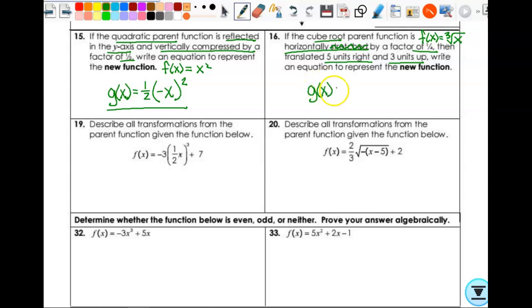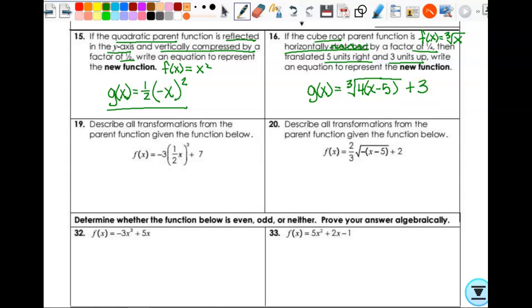All right. So I have, how many transformations? I am horizontally compressing it by 1/4, translating 5 units right and 3 units up. So there's 3 transformations there. So since I'm horizontally doing something that's under the cube root, it's inside with x. So I'm going to cube root, and then x lies, so if it's a factor of 1/4, it really is going to be 4x, okay? But I'm going 5 units right, so I have to open my parentheses here, and again, x lies, so it's going to be minus 5, and then outside of this, I'm going to have plus 3. Okay.